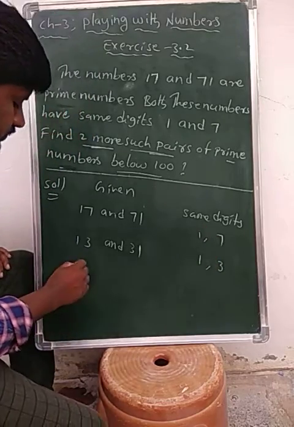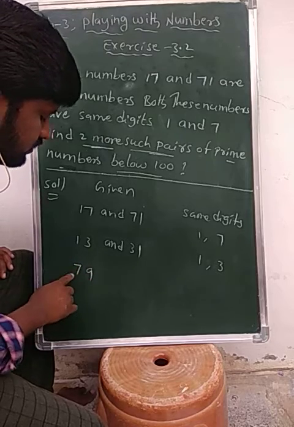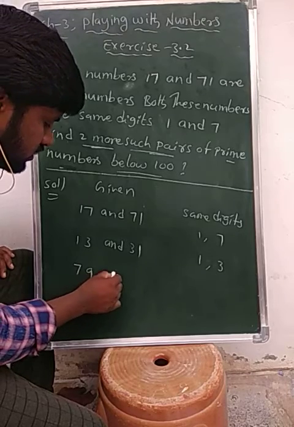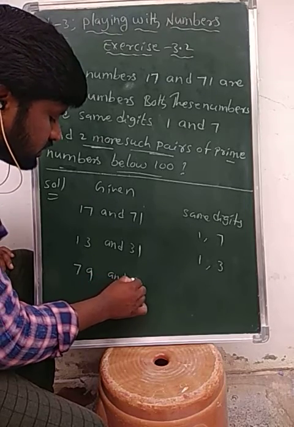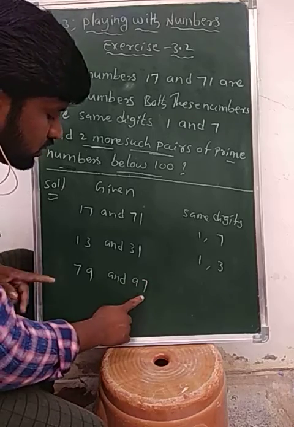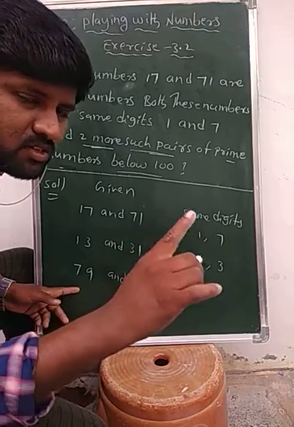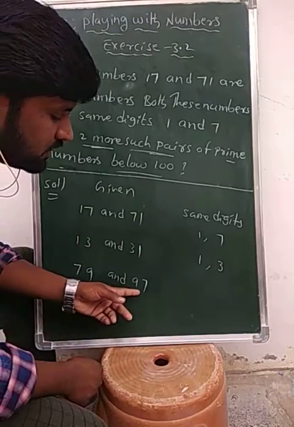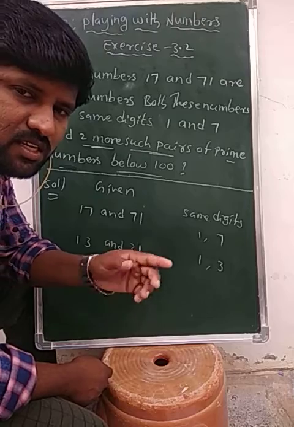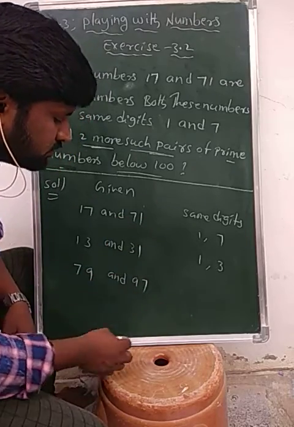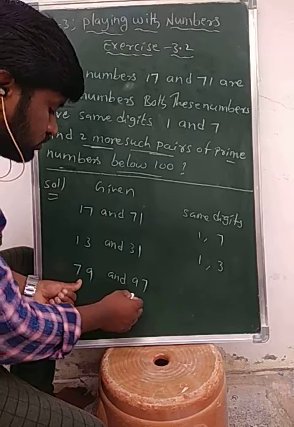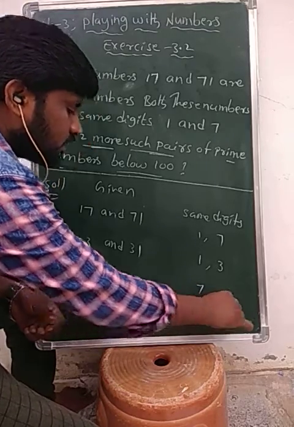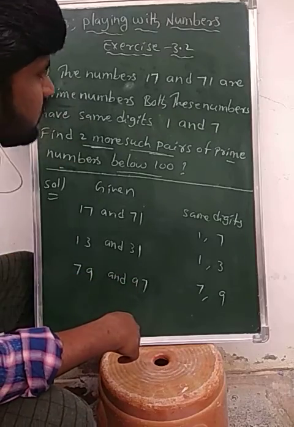Like that, 79 is a prime number. Just changing the order of the digits we get 97. So these two are prime numbers. 79 means 1 times 79 and 79 times 1. It has only two factors. And 97 also, 1 times 97 and 97 times 1. It is also a prime number. Now these two are prime numbers having the same digits, that is 7 and 9. So this is the required answer for this question.